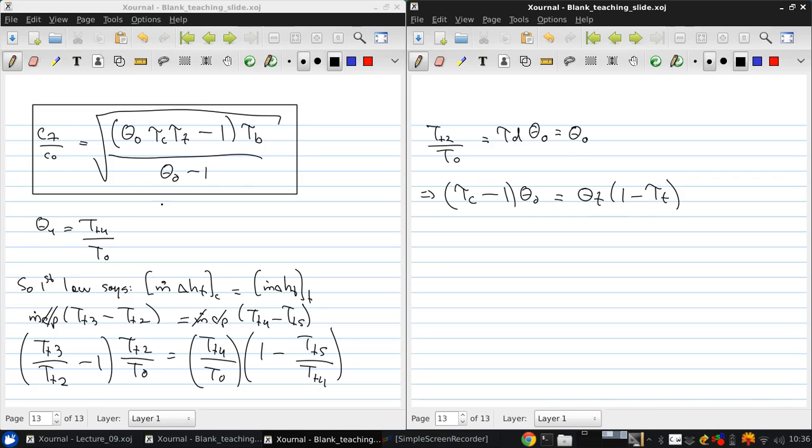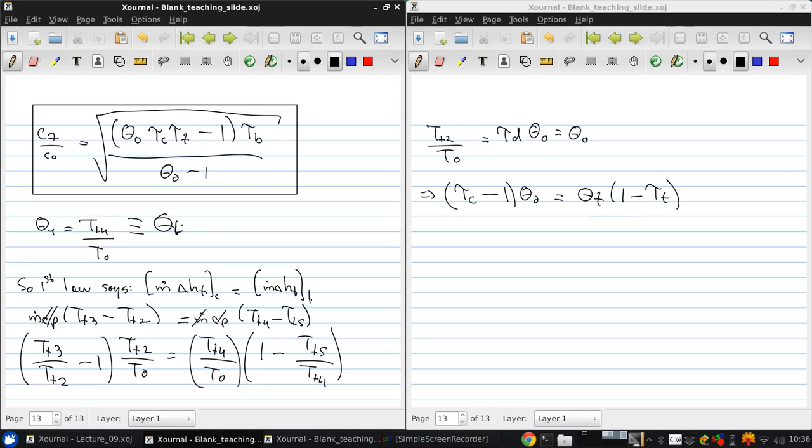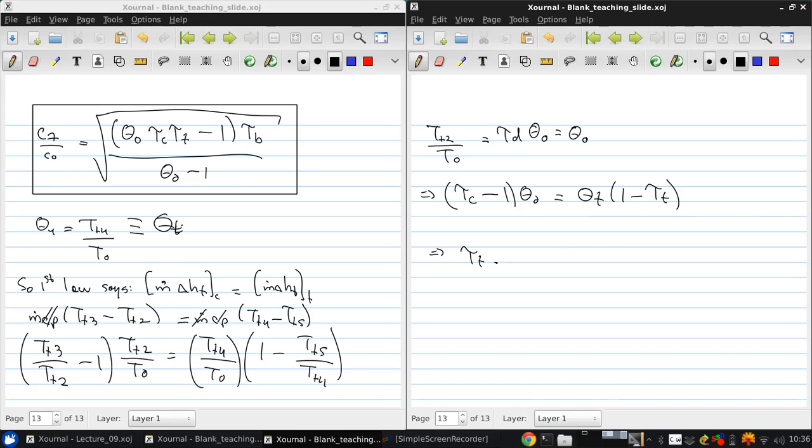Where we're now going to use theta t as the same thing as theta 4, because it refers to the turbine inlet conditions. Okay, so if we rearrange this, we get that tau of the turbine is 1 minus theta0 over theta t, times tau c minus 1. So this relates the temperature change across the turbine to that for the compressor. And now also we have that tau for the burner is theta t over theta0 tau c. And if we put everything into our expression for C7 over C0 and the thrust equation, we get the following.